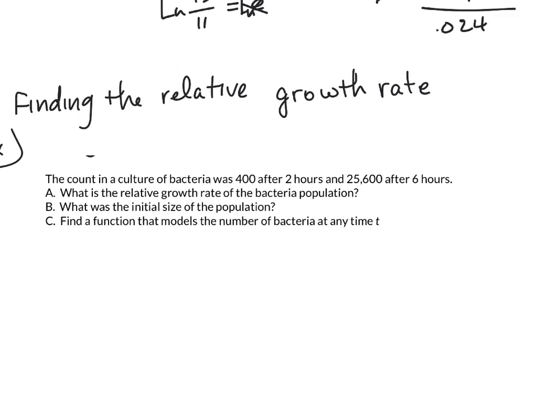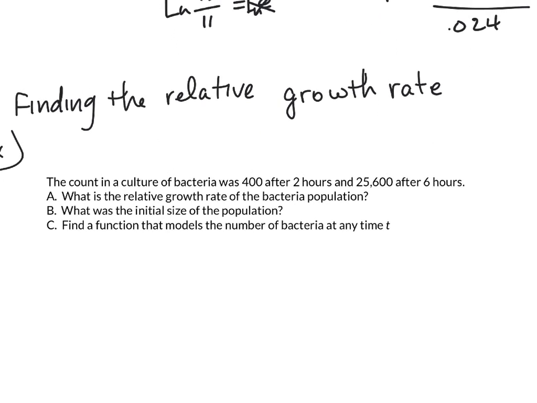So we have a situation here where it's a population of bacteria. At some point, the count of the culture was 400, and then after 4 more hours pass, it's 25,600. What is the relative growth rate of the bacteria population?